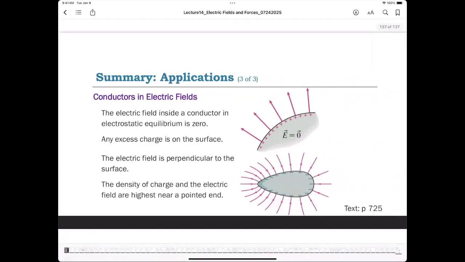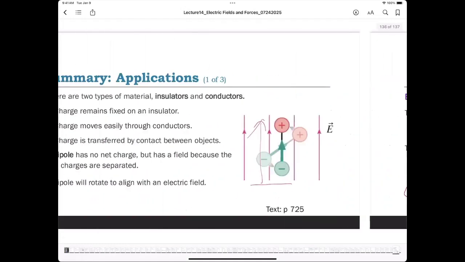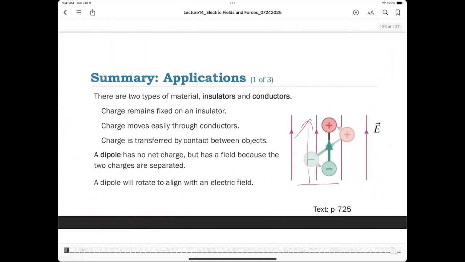And there are some conductors in electric fields. The electric field inside a conductor in electrostatic equilibrium is zero. Any excess charge is on the surface. The electric field is perpendicular to the surface. The density of charge and the electric field are highest near a pointed end. This is obvious, am I right? Okay. And this is what we learned in chapter 20.